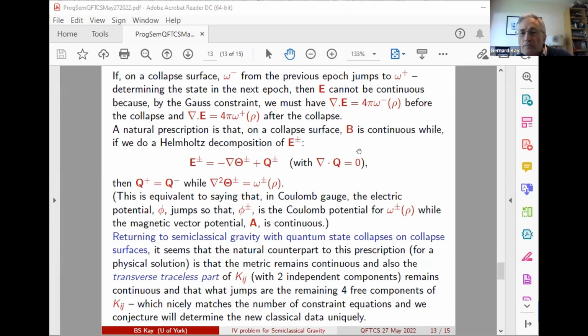In electromagnetism, we had one scalar field that jumped and we only had one constraint equation. In gravity, we have four constraint equations, and we have four pieces of Kij that we argue should jump. And we argue that this should determine the new classical data uniquely, so we can uniquely continue Cauchy evolving into the next epoch.